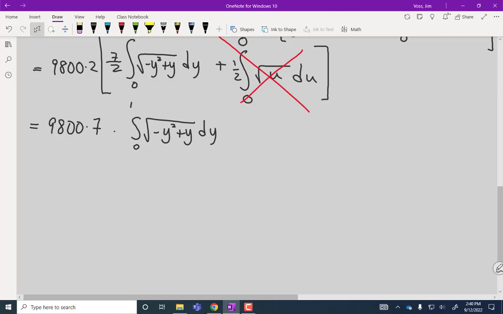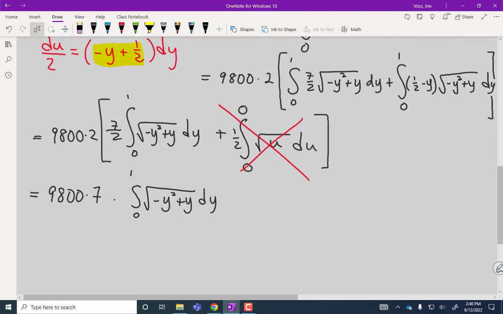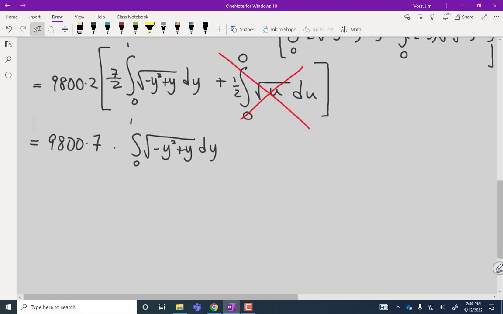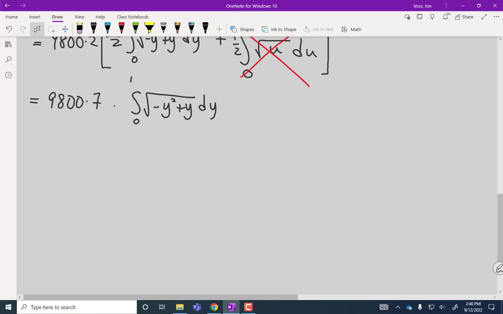The only way we could integrate a square inside of a square root is if there happened to be a derivative out on the front that we could use u sub to suck it up. So we could do this because there's a derivative out in front, but we can't do that with integration yet because we don't know trig sub. But we know geometry. We know what this means.